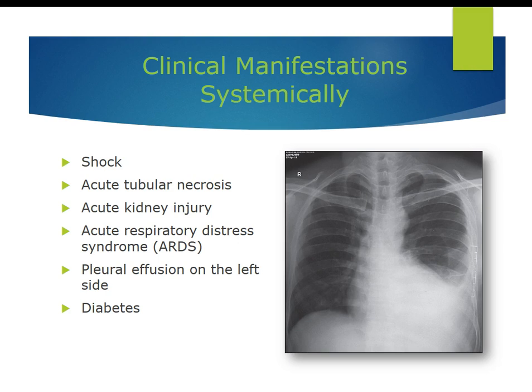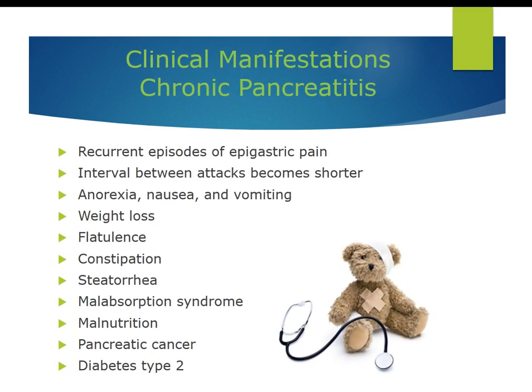Hypoperfusion to other organs can result in ARDS, acute kidney injury, and acute tubular necrosis. The pancreas begins to shut down and blood sugar levels rise. When I think about chronic pancreatitis, think about a pancreas that is broken. There will be absorption issues, therefore weight loss, and the patient will develop type 2 diabetes.